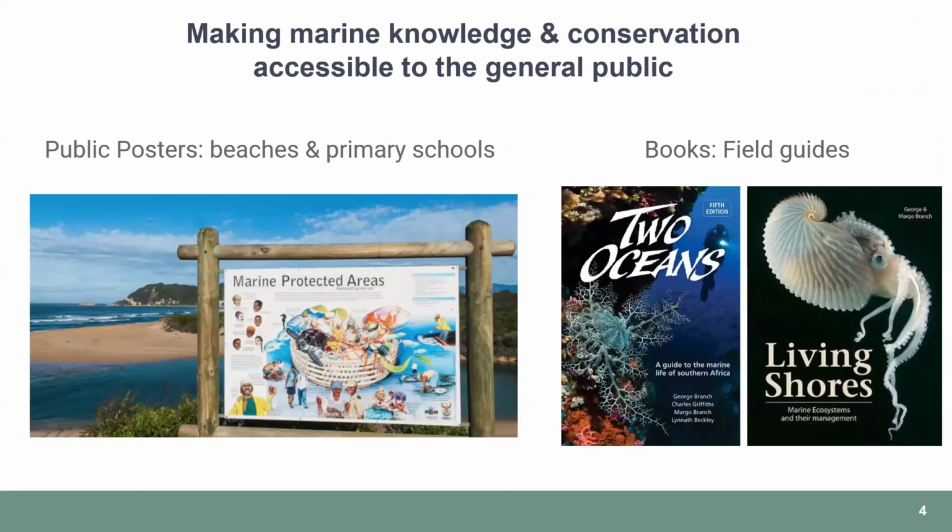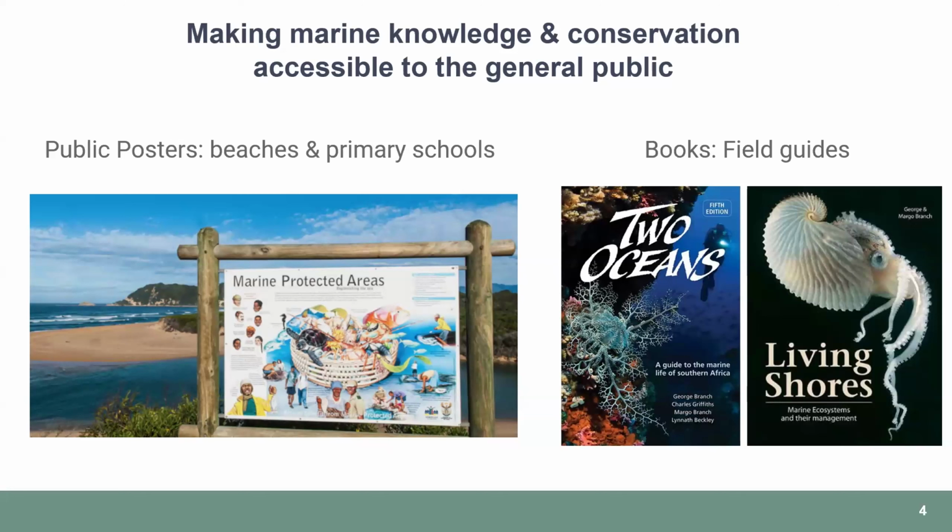So in South Africa, making marine knowledge and conservation accessible to the general public, especially with local underprivileged communities, can be a bit of a tricky task, as many of them are not always interested in what scientists have to share, maybe because their values or daily needs may be a bit different from what scientists have to share or pose as an interest for them.